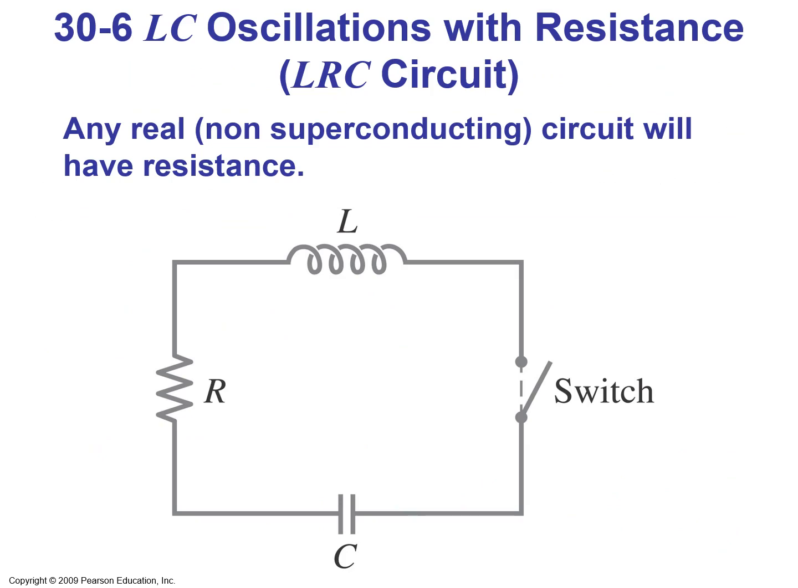Section 6. LC oscillations with resistance, LRC circuits. Any real non-superconducting circuit will have resistance. So here we have an LC circuit which contains some resistance that should be taken into account. Here we have a capacitor C connected to an inductor L, and we have some internal resistance in the circuit represented with R. When the switch is connected, the LRC circuit will be formed.